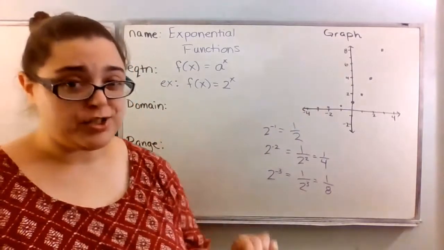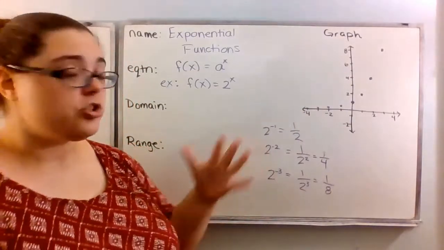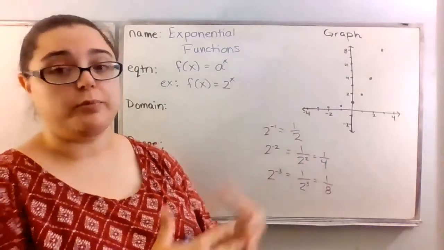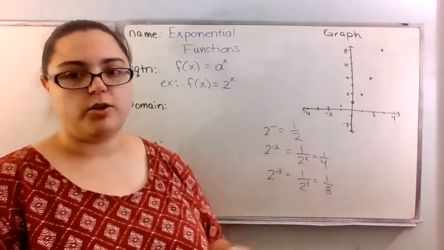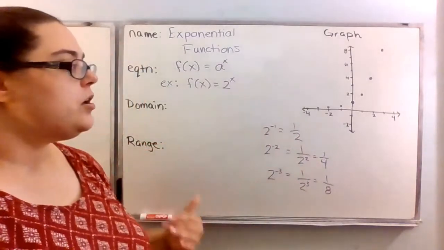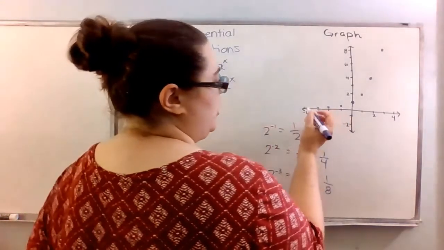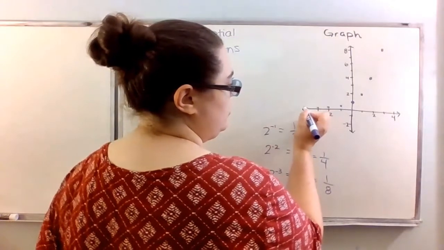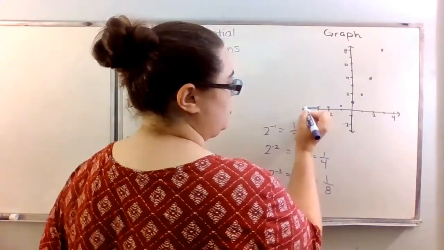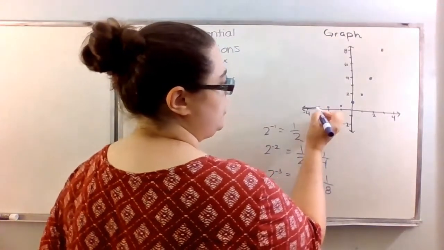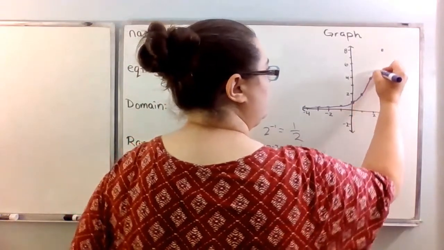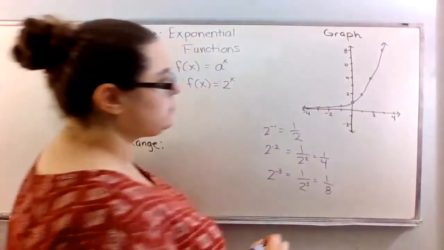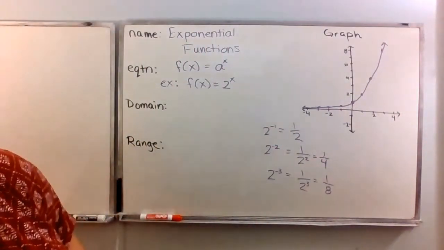We will never reach 0 because 2 to any power is going to be a positive number, right? There's no 2 to some power equaling 0. We're never going to get there. So I'm going to kind of indicate that, getting closer and closer here to the x-axis. And then as I move to the right, I go off super quickly and increase in that manner.